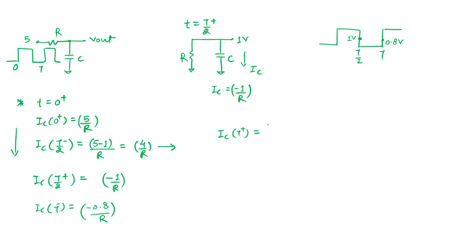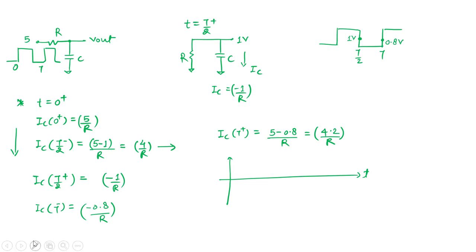At T positive, we have seen, I'll consider T minus to T positive, the value of voltage is 0.8. At T equal to T plus, we have seen the excitation is again applied. So what should be the current? 5 minus 0.8 by R. Actually, it is 4.2 by R. So this is the current. From here we can understand some sort of plot for the current.